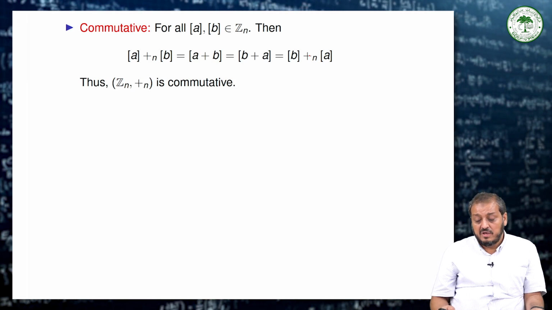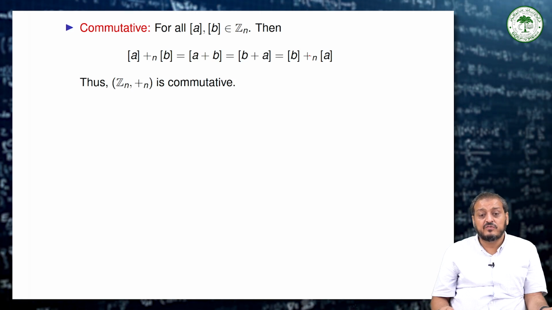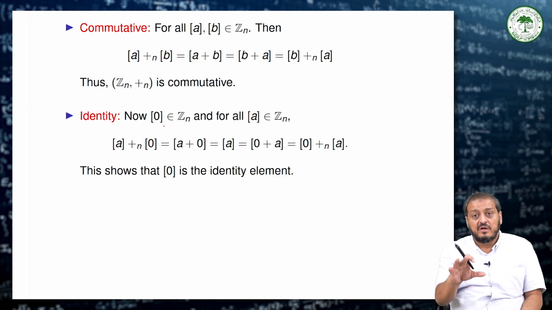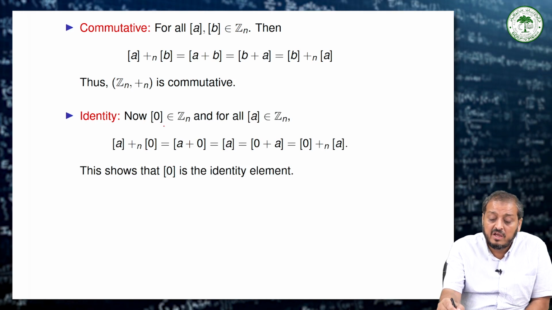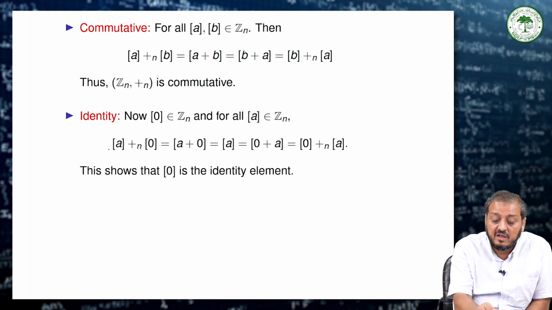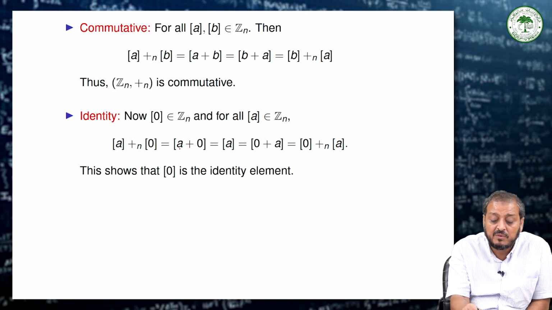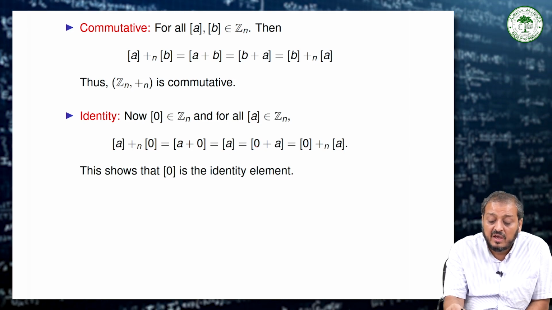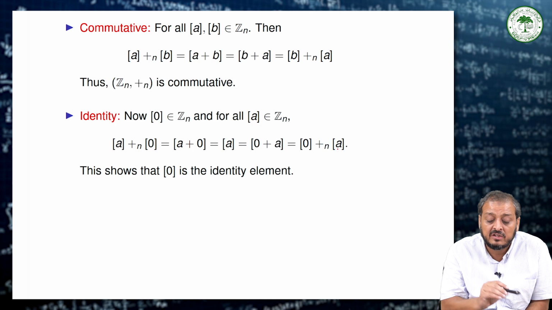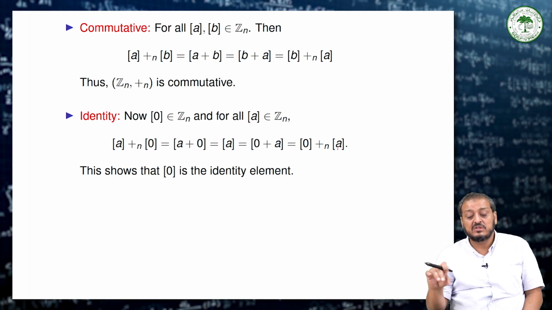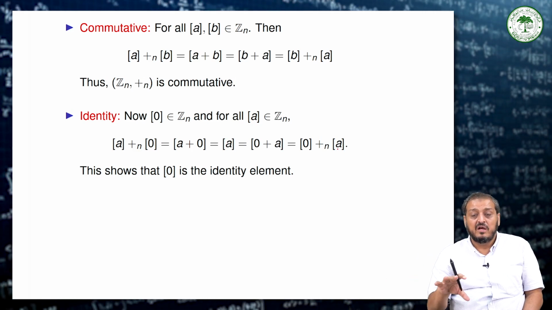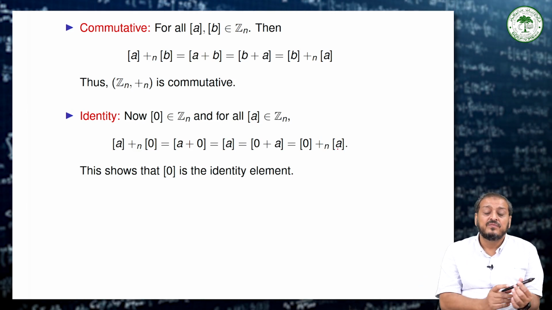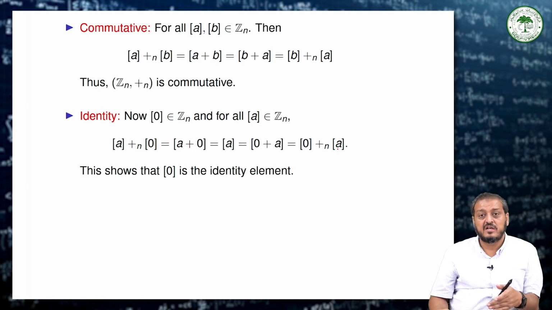Now we have to find the existence of the identity. Clearly 0 is an element of Zn, and for all a belonging to Zn, if we write a addition modulo n 0, that is a plus 0, this will be the equivalence class of a, and 0 plus a is likewise. So the equivalence class of 0 is the identity element of Zn under addition modulo n.